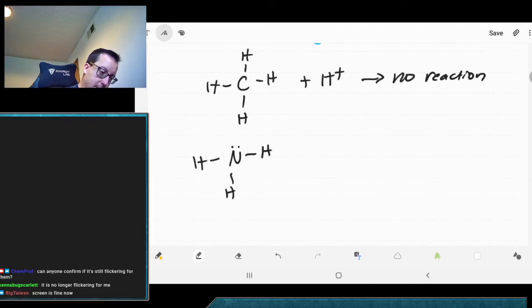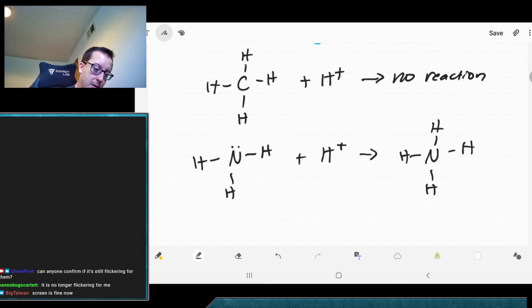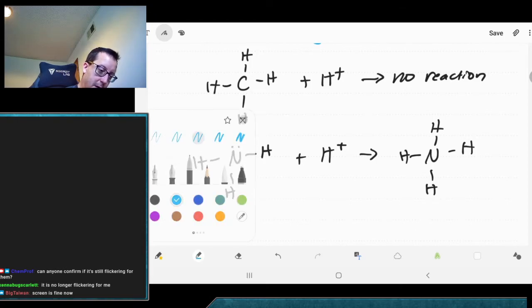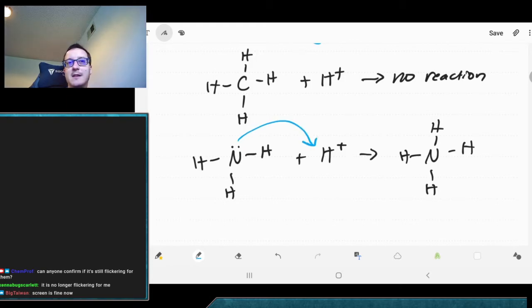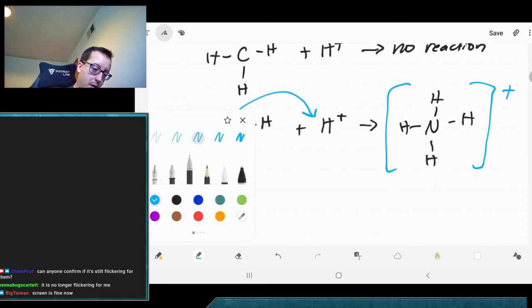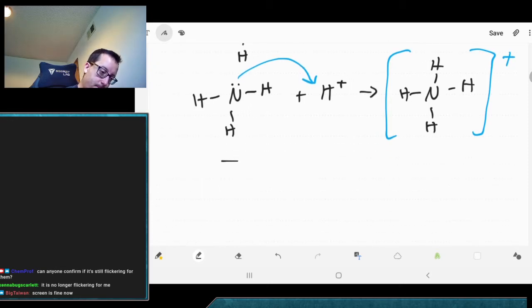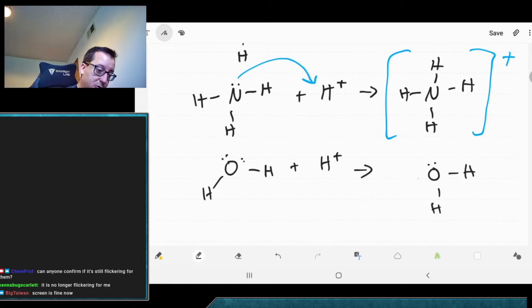If we look at ammonia, though, and give it a proton, we get the ammonium ion. We're going to see that what happens is that lone pair on nitrogen can go and snatch up a hydrogen, giving us ammonium overall, which we see quite often. Ammonium is pretty stable. Water can also take a proton. That will give us hydronium.